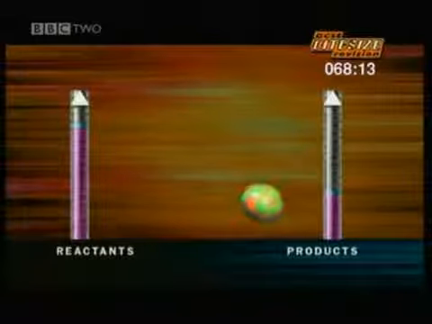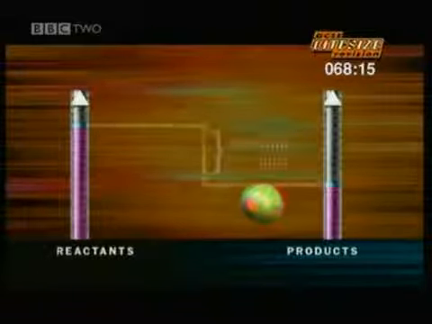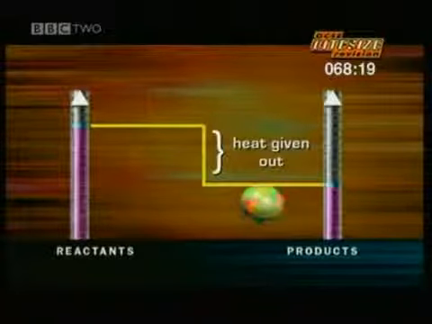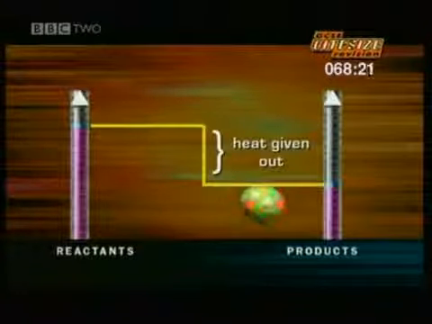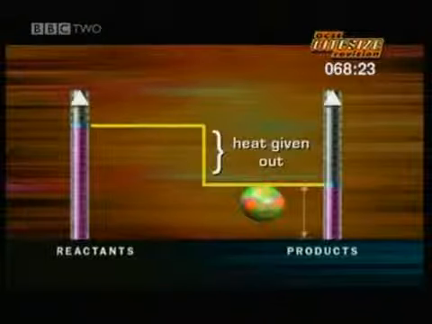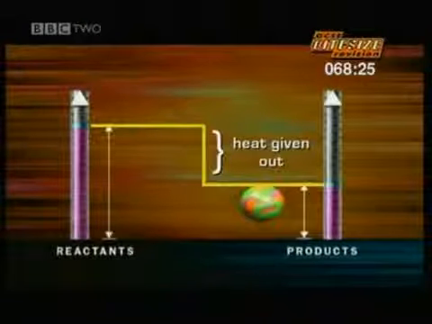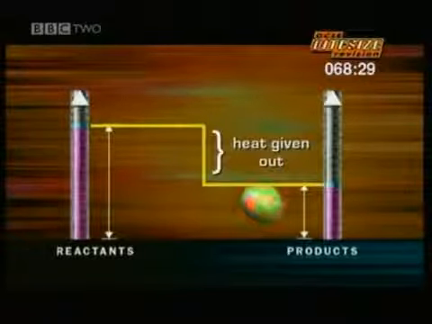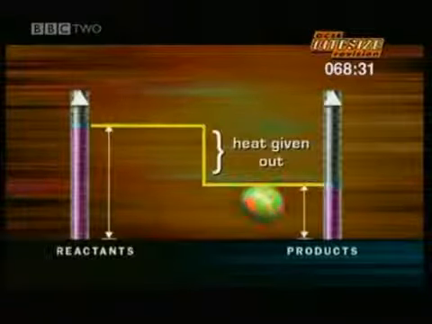The products only lock up this much energy because some of the energy that was in the reactants has been given out to the surroundings as heat. Exothermic reactions always work like this. The products have less energy than the reactants, so the energy left over heats up the surroundings.